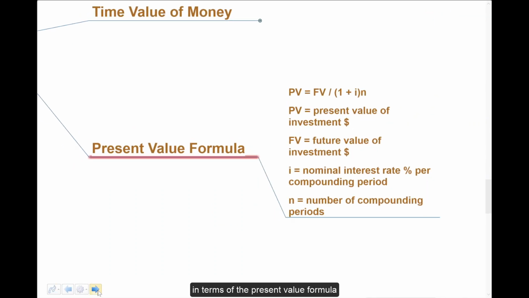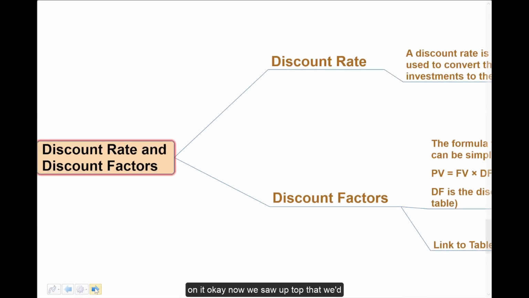Now, in terms of the present value formula, again, pretty similar to what we saw above, PV is equal to FV divided by 1 plus i to the power of n. Okay, so really what we're doing is just rejigging the formula that we saw up top. Now, do remember that this area of net present value or present value is very important to you, not just in the MA exam, but going forward. We've got to get a fix on it, okay?